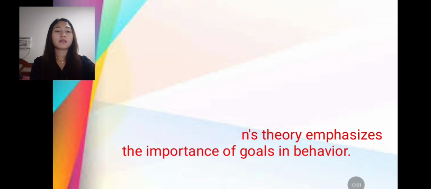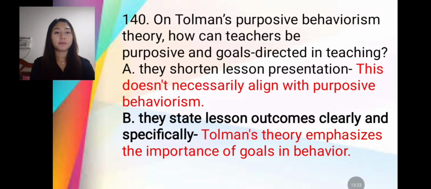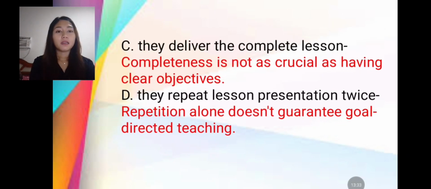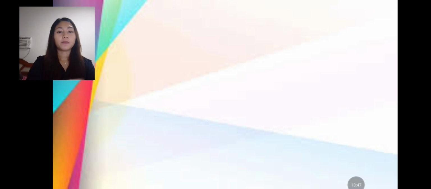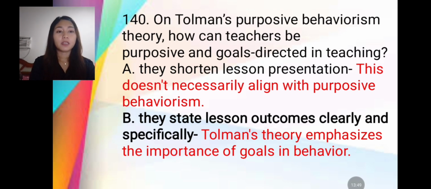So why not A, C, and D? Because letter A, this doesn't necessarily align with purposive behaviorism. Well, letter C, completeness is not as crucial as having clear objectives. And letter D, repetition alone doesn't guarantee goal-directed teaching. So the answer is letter B. Tolman's theory emphasizes the importance of goals in behavior.